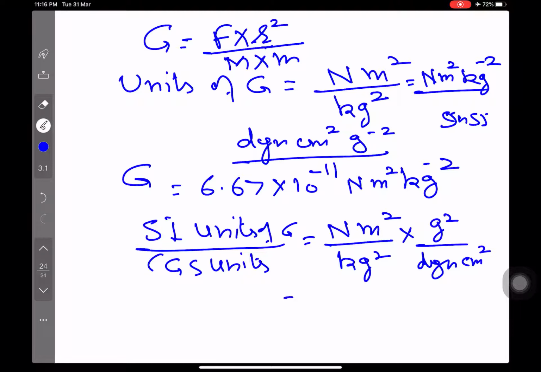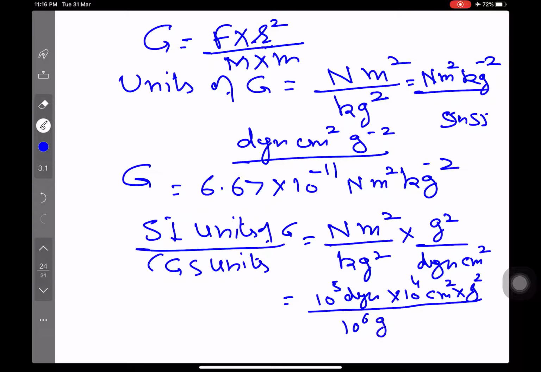Now this is equal to: Newton is 10 raised to the power 5 dyne, meter square is 10 raised to the power 4 centimeter square, into gram square divided by kilogram square, which means 10 raised to the power 6 gram square, into dyne centimeter square. Dyne goes with dyne, gram square goes with gram square, centimeter square goes with centimeter square. And we are left with 10 raised to the power 5 plus 4 plus 9 minus 6, equal to 3. That is 10 raised to the power 3.